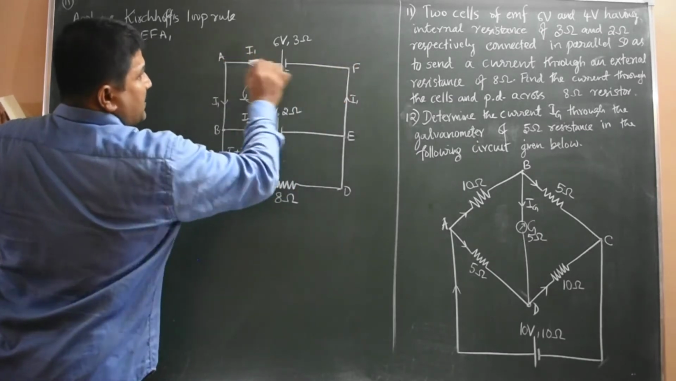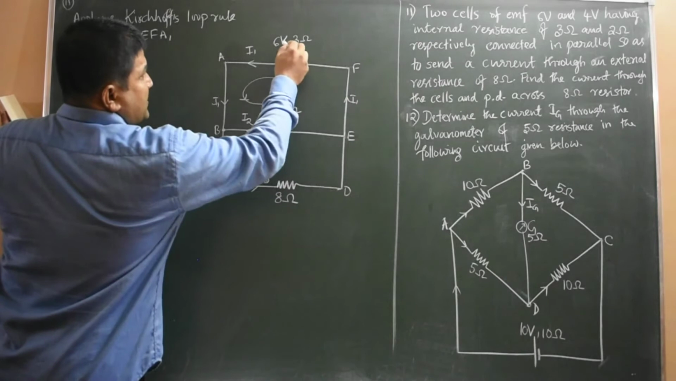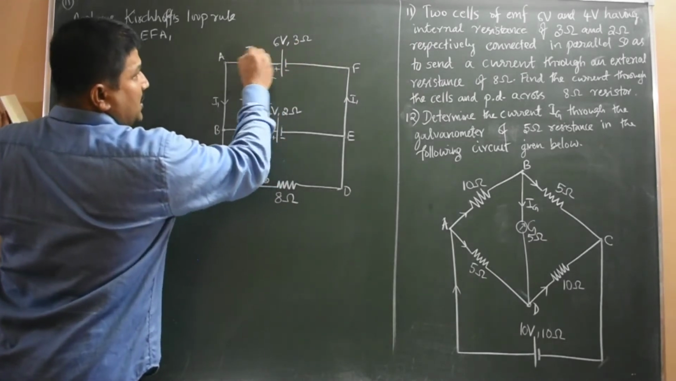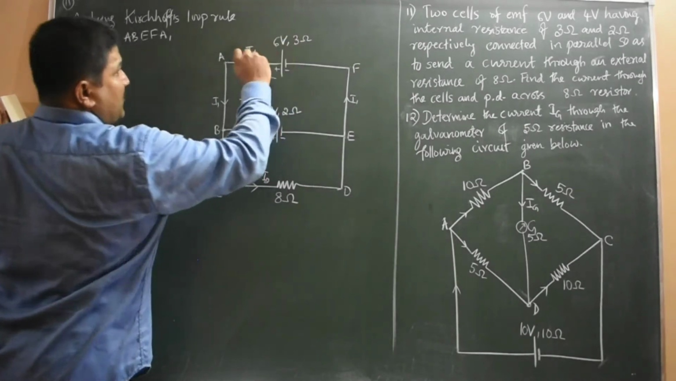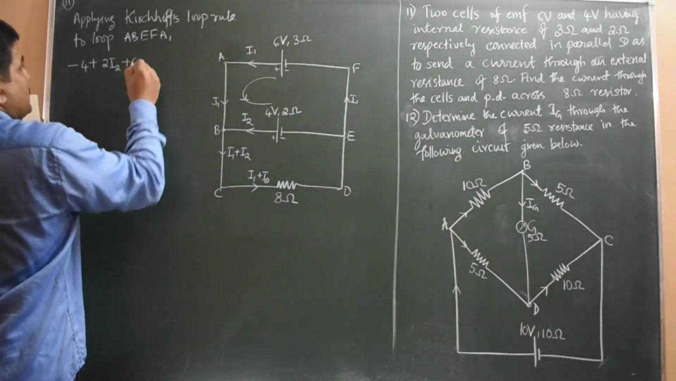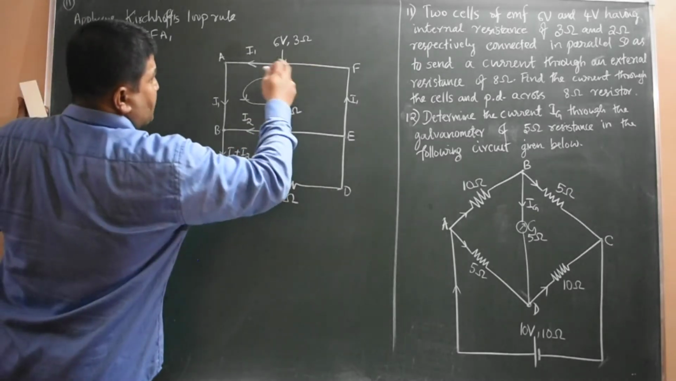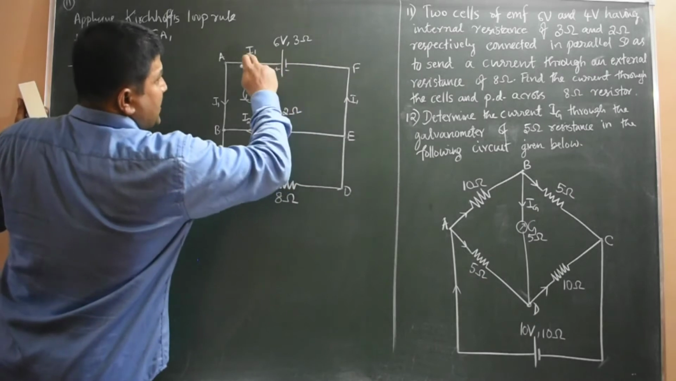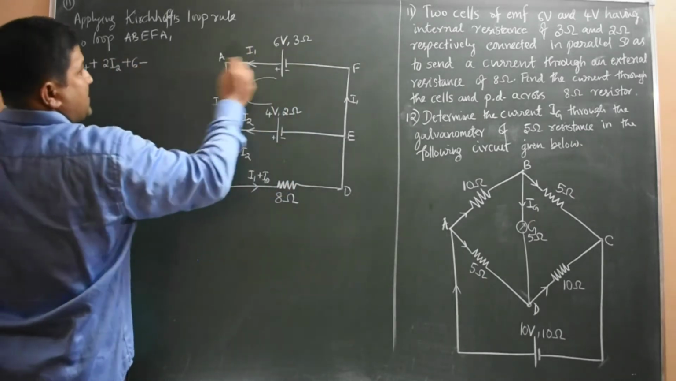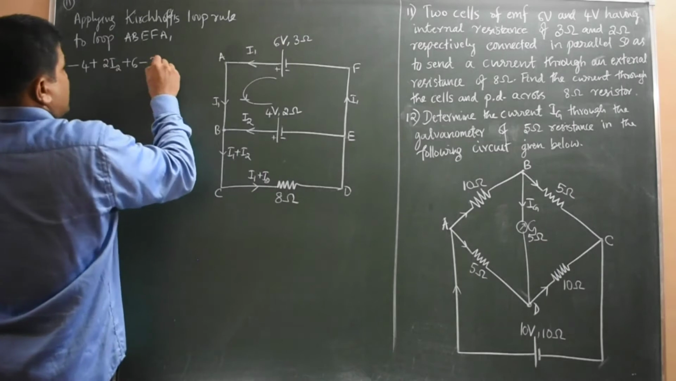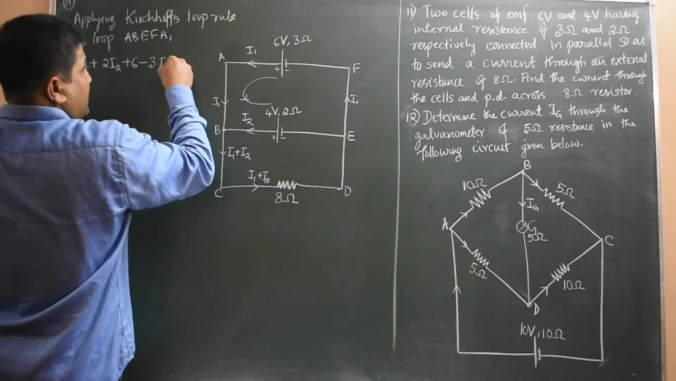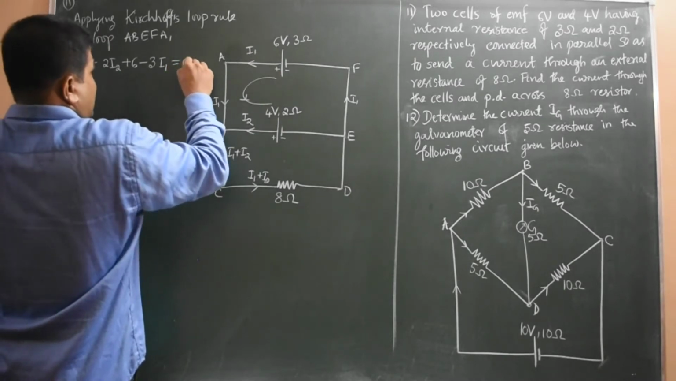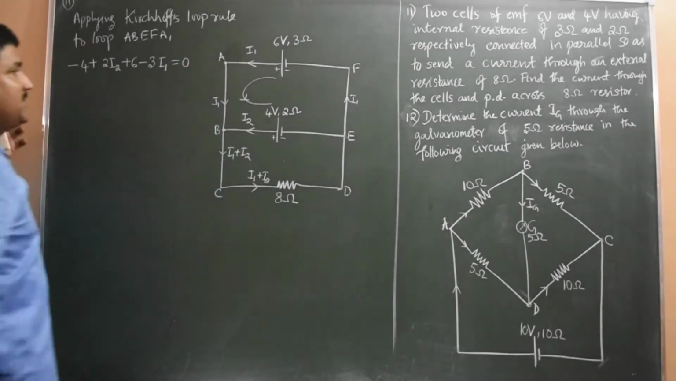Then F to A. So EMF of the cell, negative terminal first we approach. So here to here when we move, potential here is more by 6 volt. In terms of EMF it is plus 6. Then I into R product, current I1 we are going in the direction of the current. So IR product we are taking negative. So minus 3 into I1, that is equal to 0. Because we reach the same starting point, that is A.